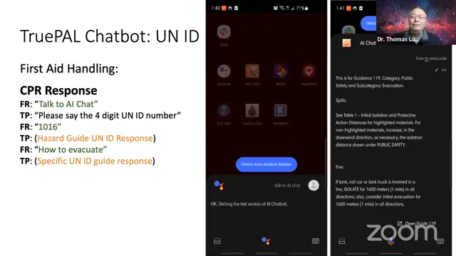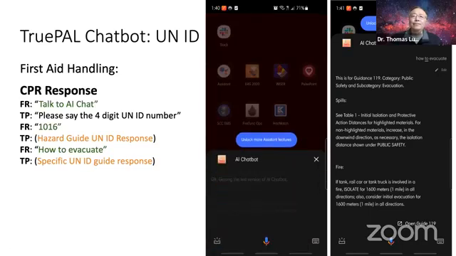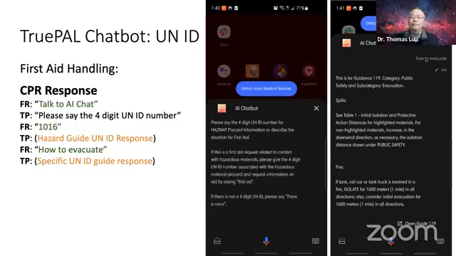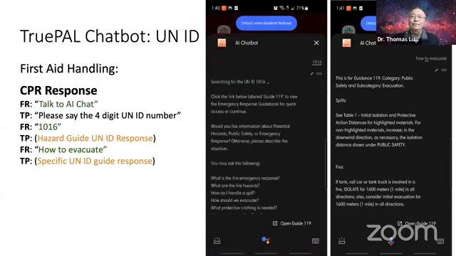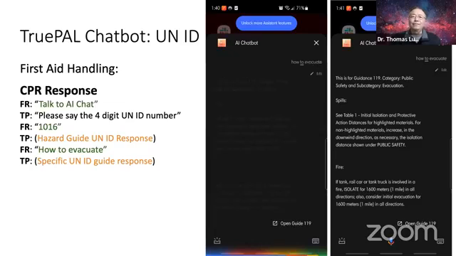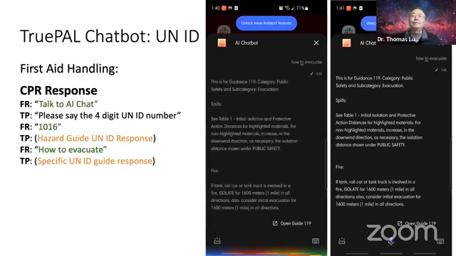Getting the test version of AI chatbot. Please say the 4-digit UNID. 1016. Searching for the UNID 1016. This is for guidance 119. Category: Public Safety and Subcategory.